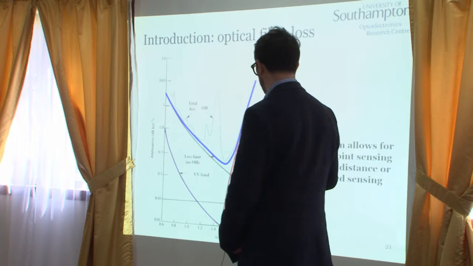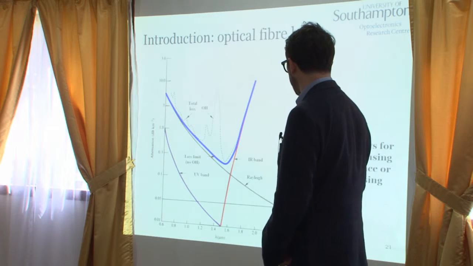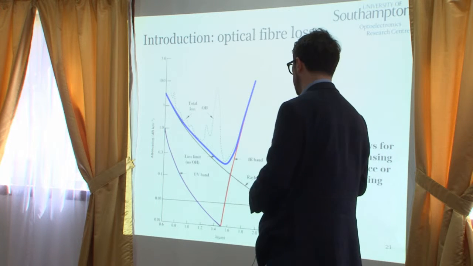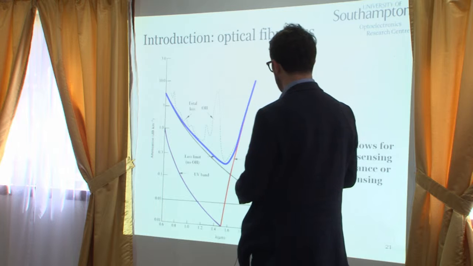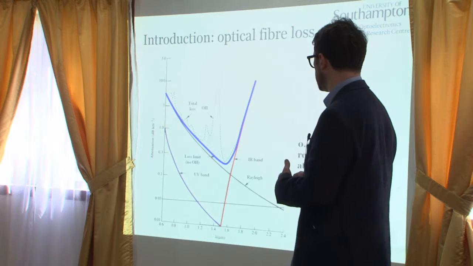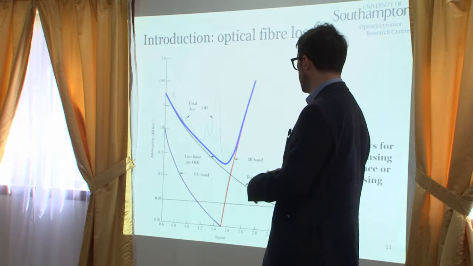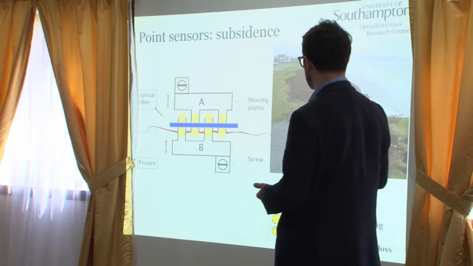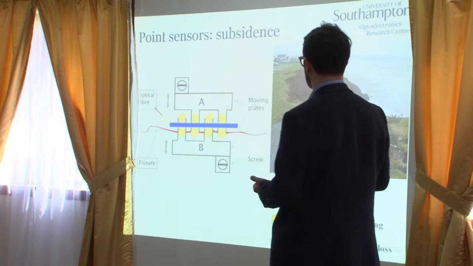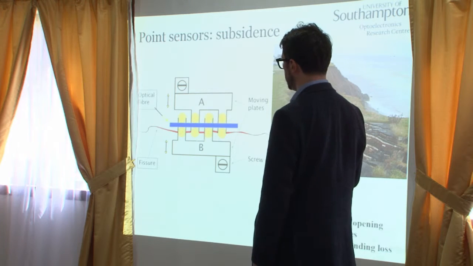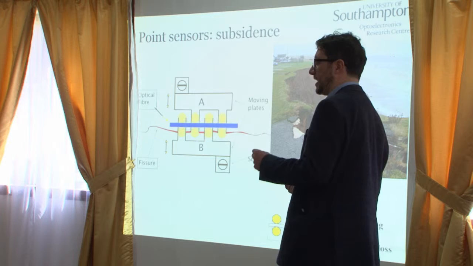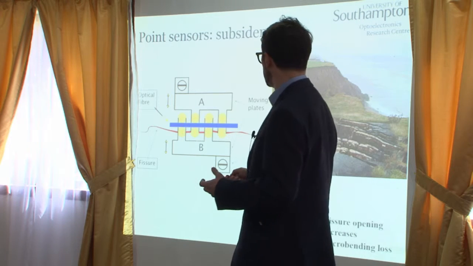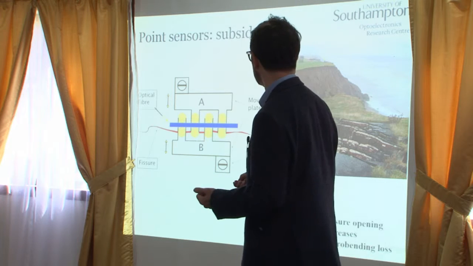So this means that we can actually have a sensor that is positioned 100 kilometers from the station. So if we have a station in Kiev, for example, we can monitor an area that is 100 kilometers around it. And we can have lots of different types of sensors. One is the point sensor, which monitors a single point in space. The other one is a distributed sensor, which monitors along a certain distance.